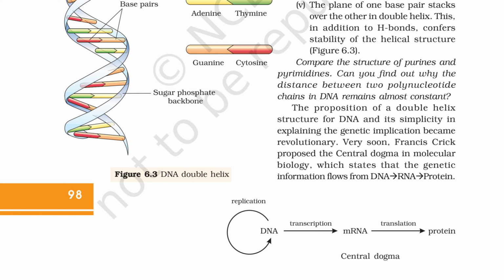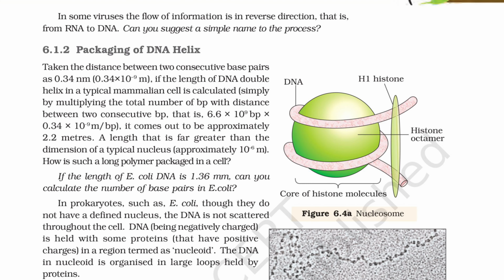The proposition of a double helix structure for DNA and its simplicity in explaining the genetic implication became revolutionary. Very soon, Francis Crick proposed the central dogma in molecular biology, which states that the genetic information flows from DNA to RNA to protein. In some viruses, the flow of information is in the reverse direction, that is, from RNA to DNA. Can you suggest a simple name for the process?